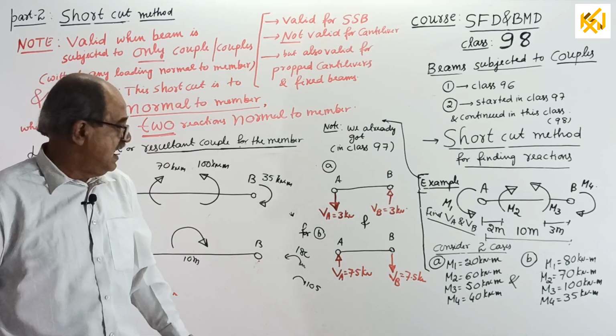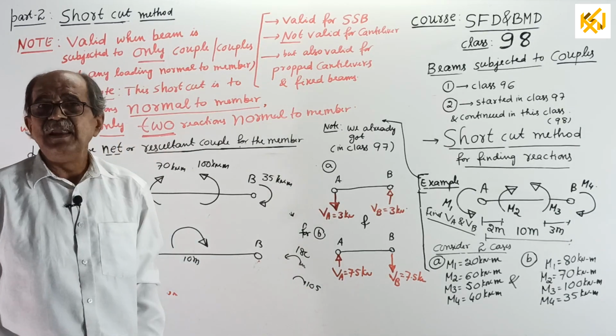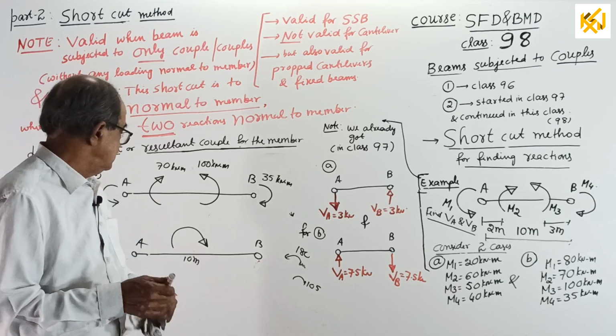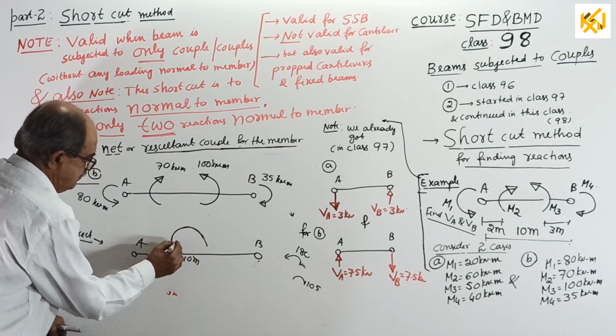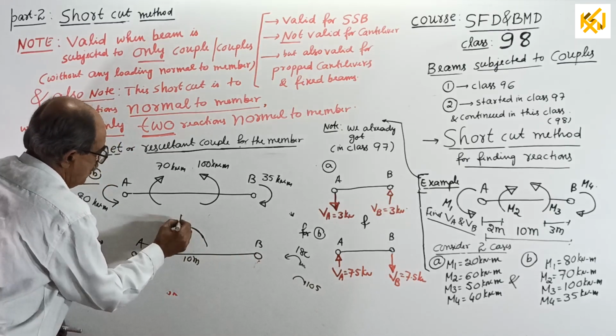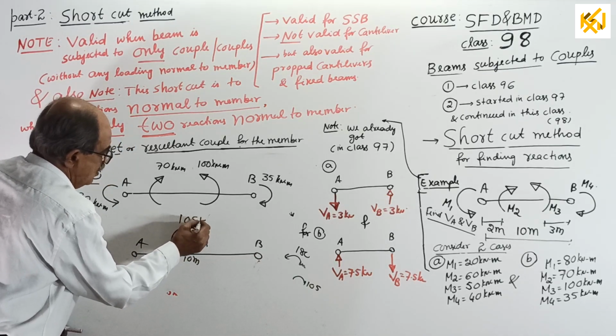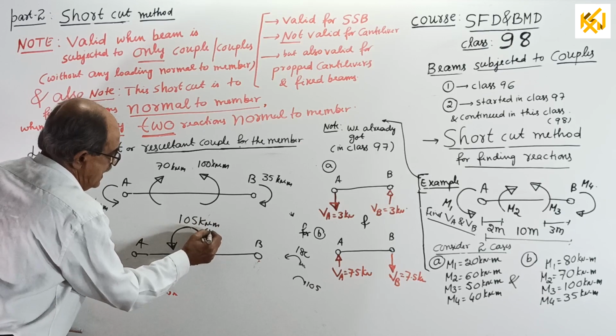Yesterday, by mistake, I forgot and took that 105. Then I corrected it, I told it was a print mistake. So, the net couple is anti-clockwise of how much? 105 kilonewton meter is the net couple.